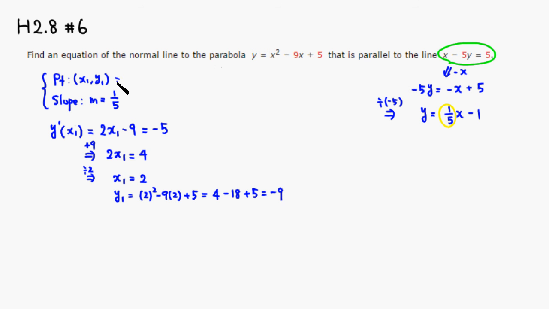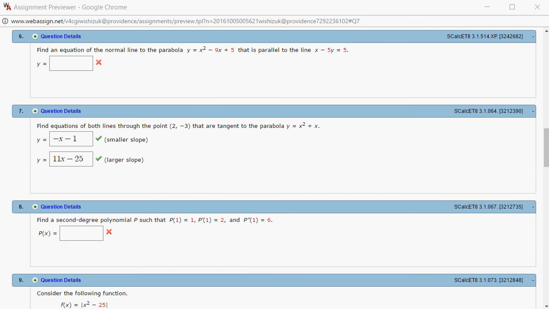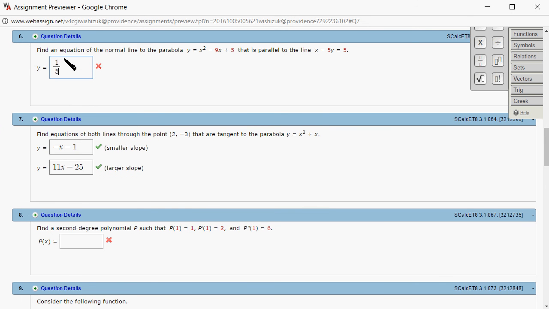So we found x1 to be 2, and y1 is negative 9. Therefore, the equation is going to be y minus y1, negative 9, so it's going to be plus 9, is equal to the slope, 1/5, times x minus x1, which is 2. So let's write the equation here: 1/5 times x minus 2.